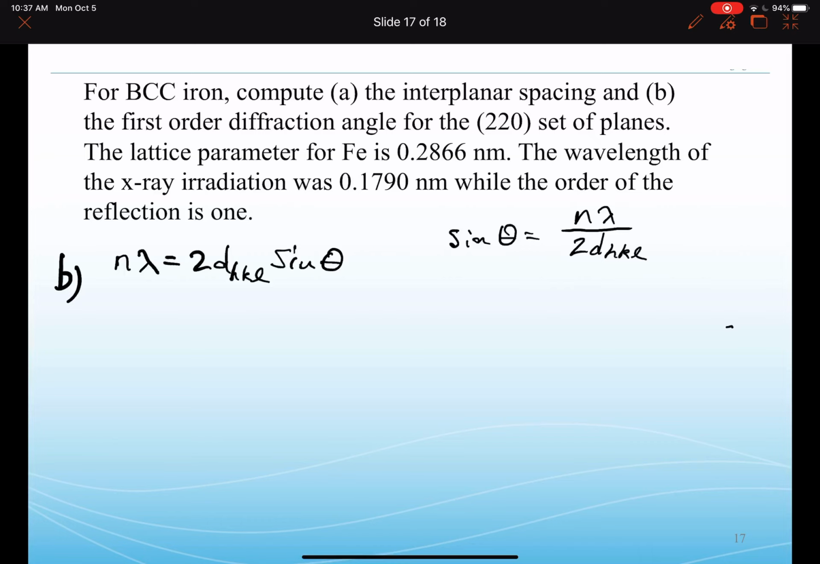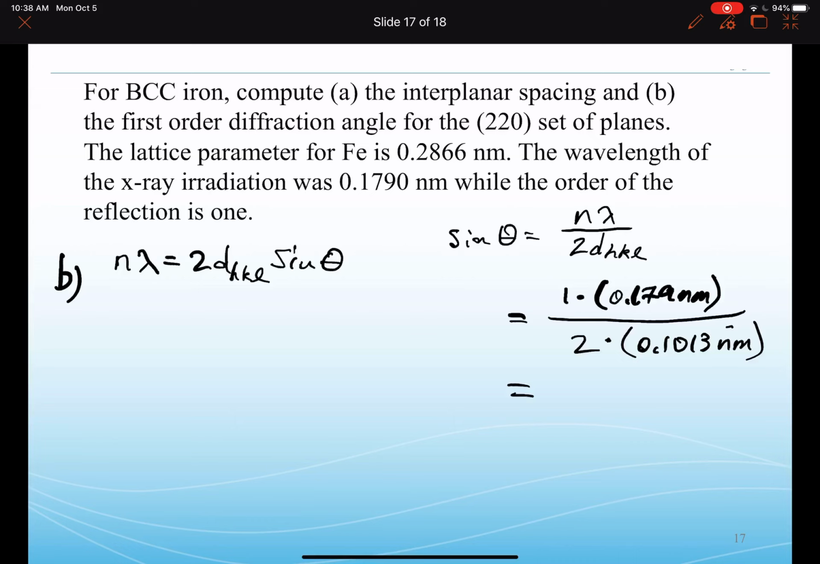Okay, so from our previous part A, we have the denominator information now. First order, so that was 1 times the wavelength used for the experiment. So in this case, we're asking to consider 0.179 nanometers for lambda. We're going to divide through by twice the distance between planes for the 220. So we calculated that a moment ago, and that was 0.1013 nanometers. Okay, so this fraction should be 0.884. Notice we are unitless. Okay, so not degrees, unitless.